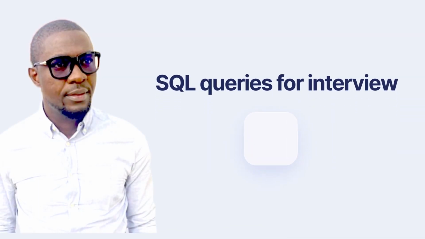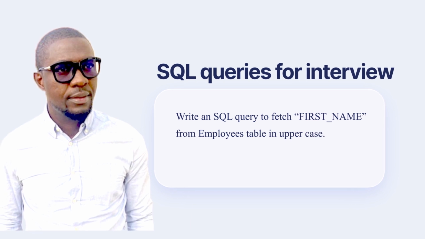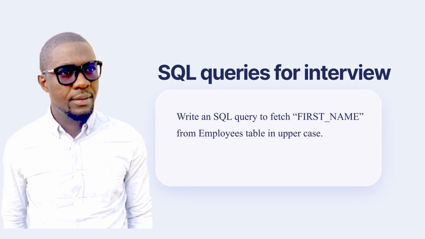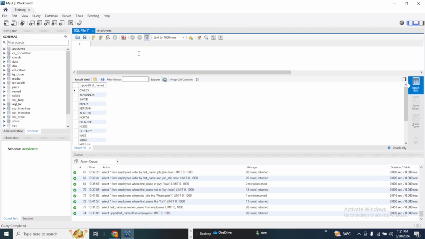Write an SQL query to fetch first name from employee table in uppercase. That is the second question. Okay, now let's solve it. To use uppercase, it means we need to use our upper function. We need to use our upper function to produce the output, because we need to extract our first name in uppercase from the employee table.